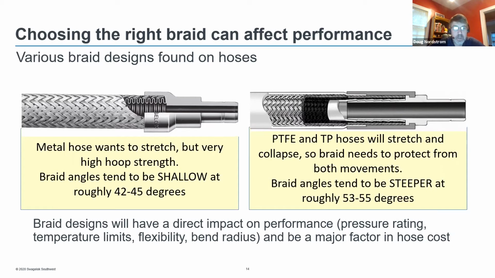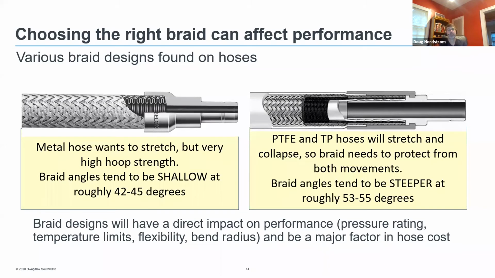A metal core hose that you see on the left is extremely strong in hoop strength because of the convolutions. You can almost stand on the core and it won't collapse. So what the braid needs to do is withstand pressurization and making the hose elongate under pressure. A metal hose wants to grow in length, not in diameter when it's pressurized. So the braid is intending to support the hose from growing in length. This makes the braid much shallower, about 42 to 45 degrees.